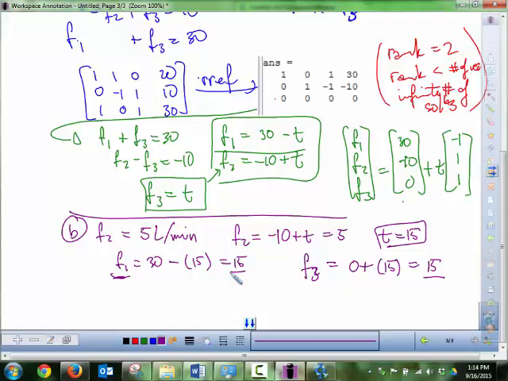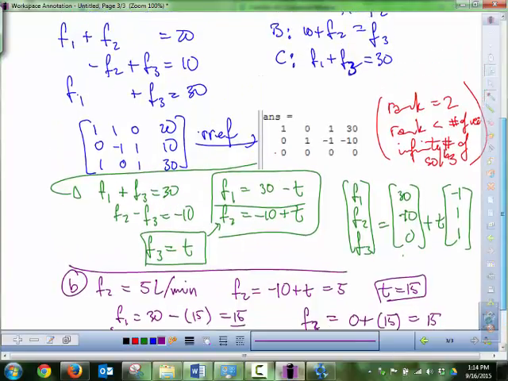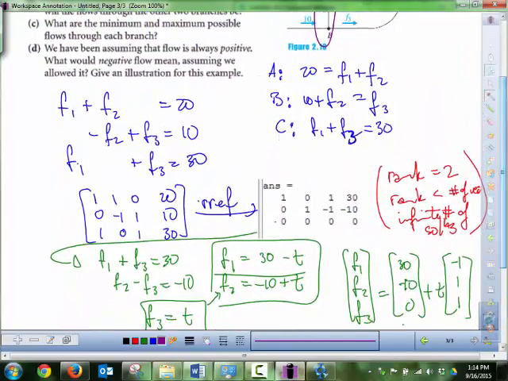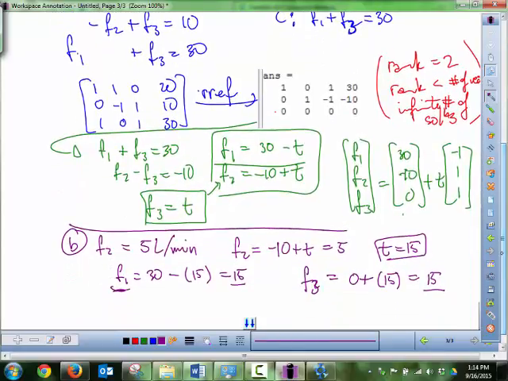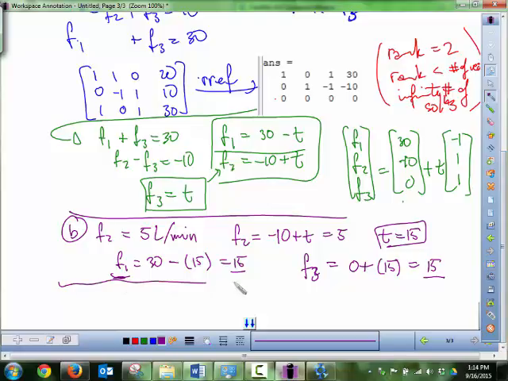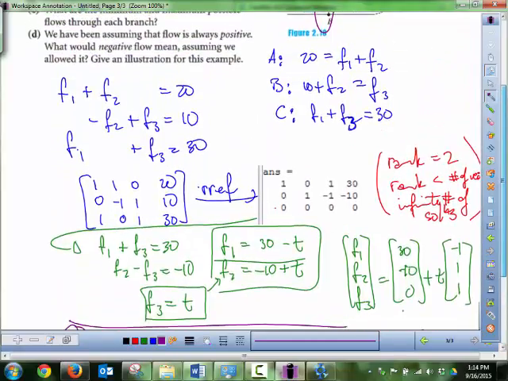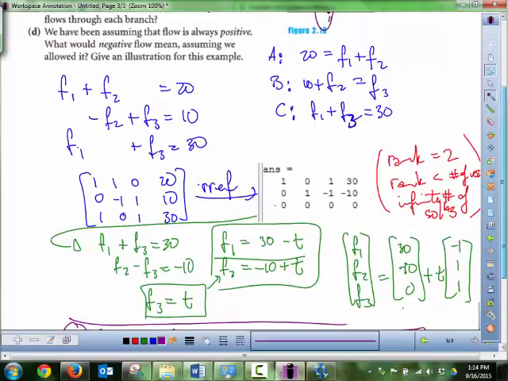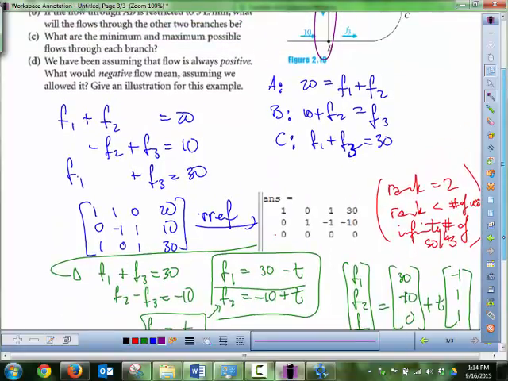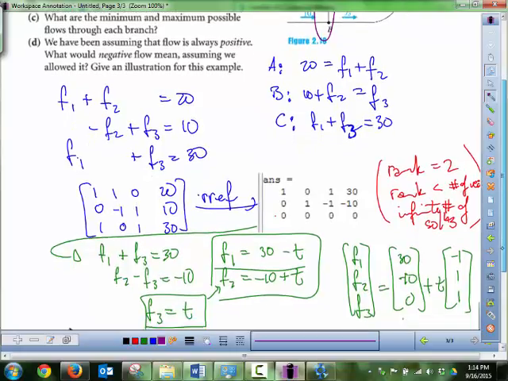All right. Okay, so what are the minimum and maximum flows for each branch? And what's the last one? We've been assuming the flows are always positive. We already talked about, actually this isn't a negative flow. This is, when t is equal to zero, we get a negative flow. So that's kind of like part D.